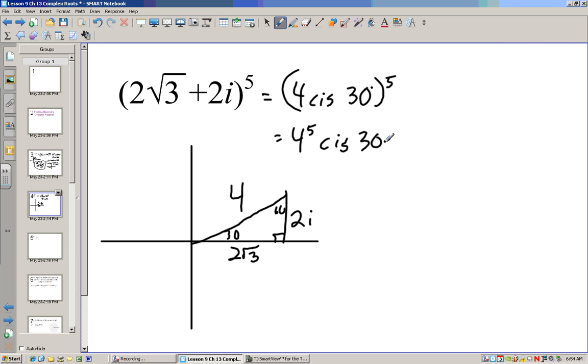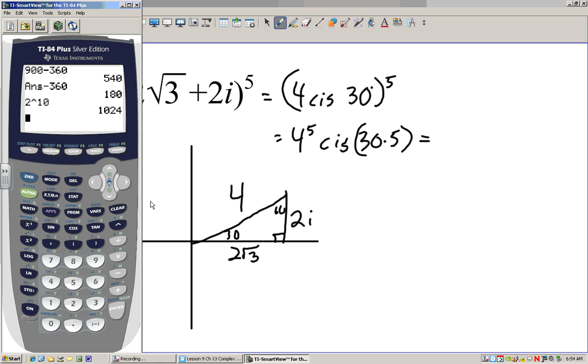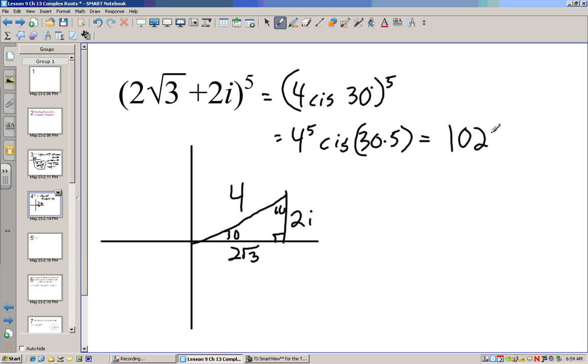Maybe I should write it first, which 4 to the 5th, I probably should know off the top of my head, but I don't. 1024 again. Great. Oh, yeah, because 2 to the 10th would be 4 to the 5th. So 1024 cis 150. So if I want to convert that back into rectangular, so here's the answer in polar.